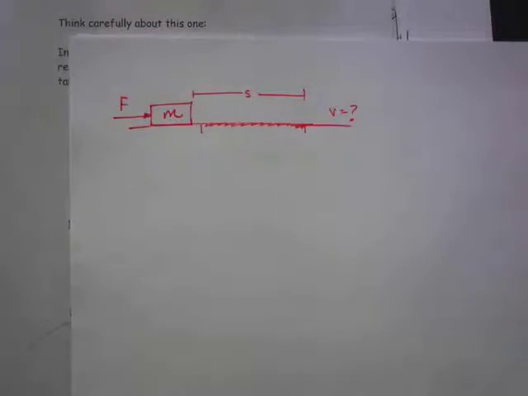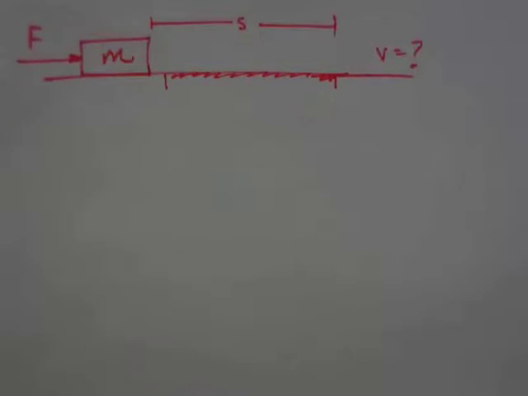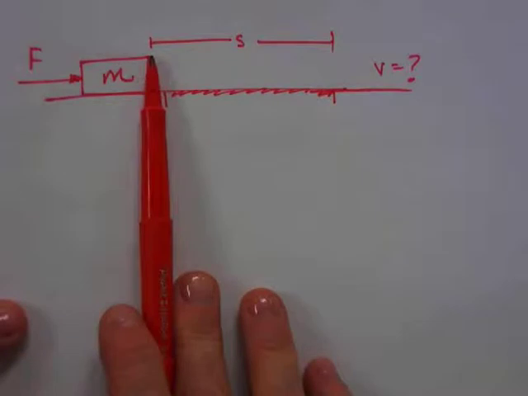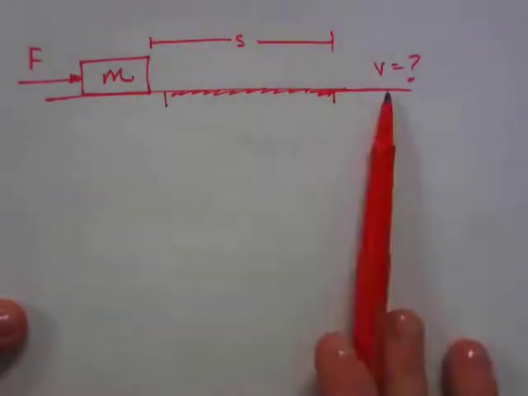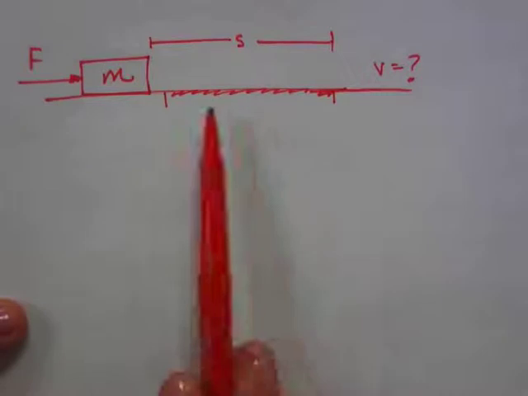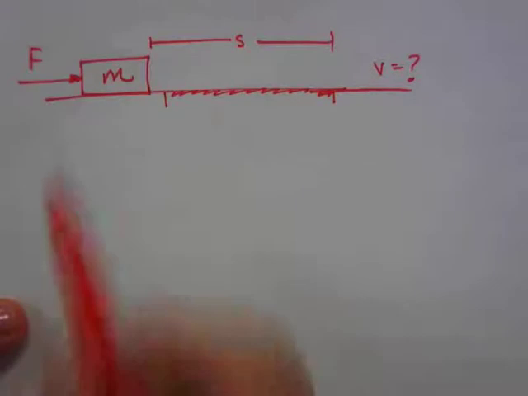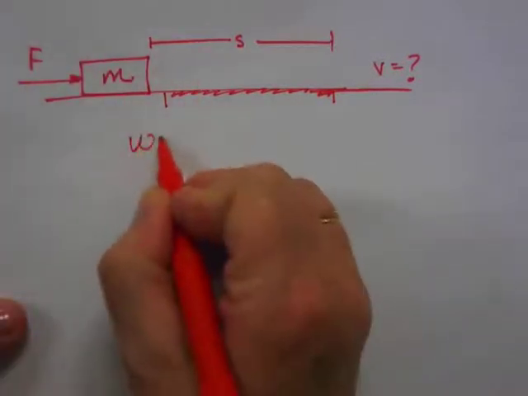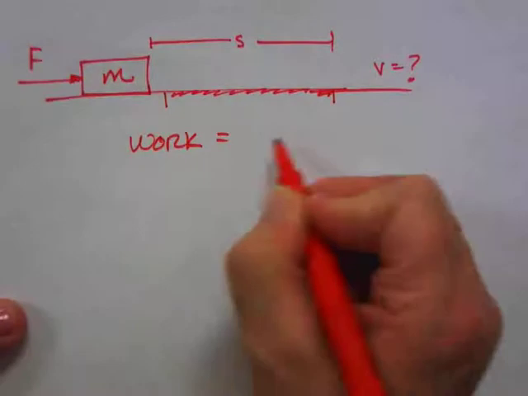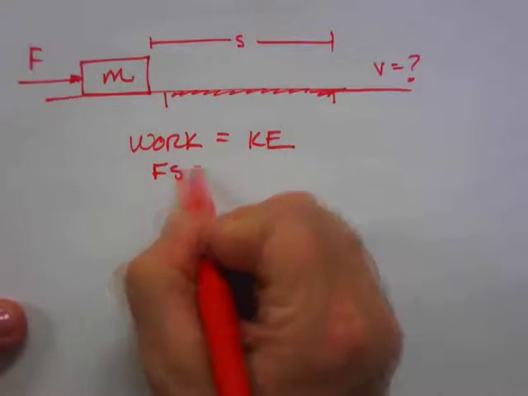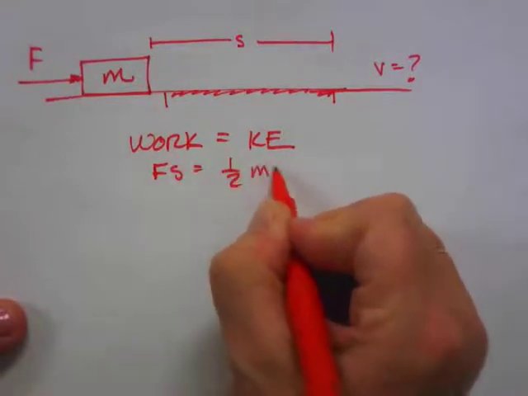All right, so we're going to add another energy form to our list of energy equations. If I were just to push this block a distance s, it has mass m, and I want to know the velocity at the end of that distance, let's say that coefficient of friction here is 0, so it's like perfectly friction-free ice. We're going to put in work, and it will turn into kinetic energy. So force times distance will equal 1/2 mv squared.